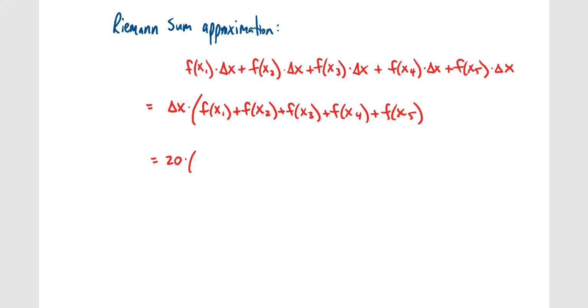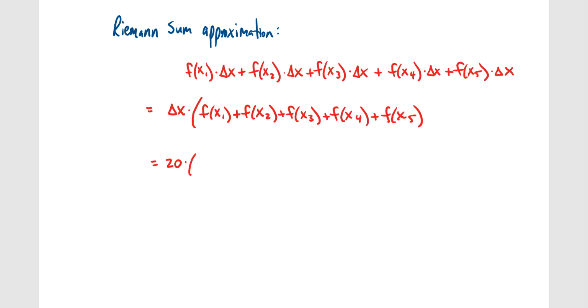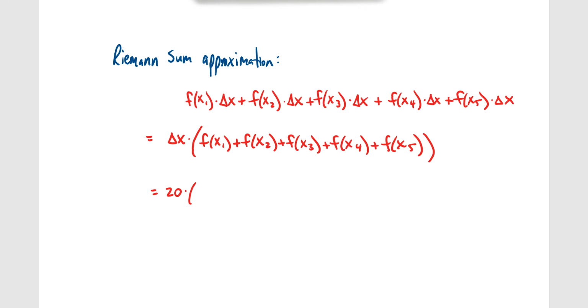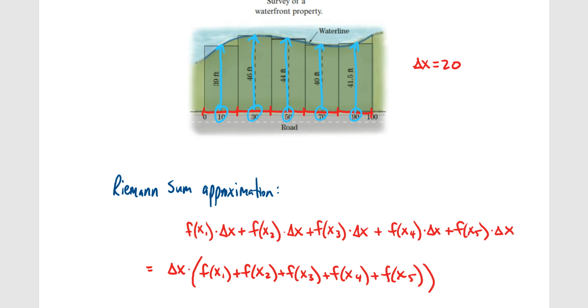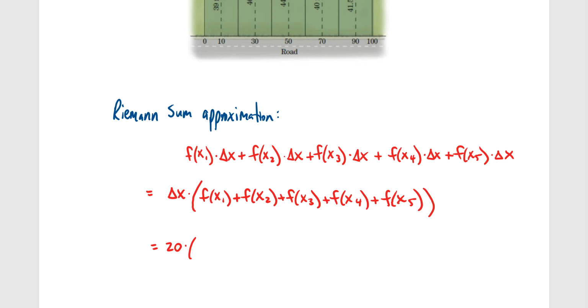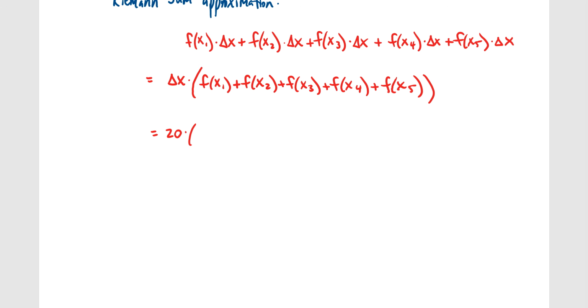And then all of these f of x's are going to be the heights. So we have all of these different heights here. We have 39, 46, 44, 40, and 41.5. Those are the heights of each individual rectangle. So let's write those in, and let's go ahead and add them all up.